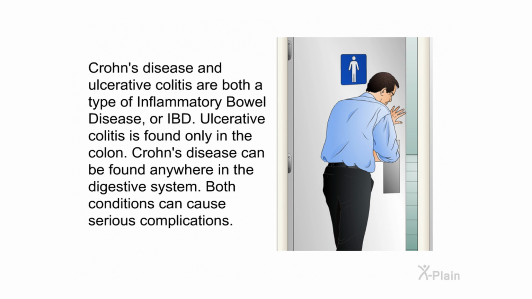Crohn's disease and ulcerative colitis are both a type of inflammatory bowel disease or IBD. Ulcerative colitis is found only in the colon. Crohn's disease can be found anywhere in the digestive system. Both conditions can cause serious complications.